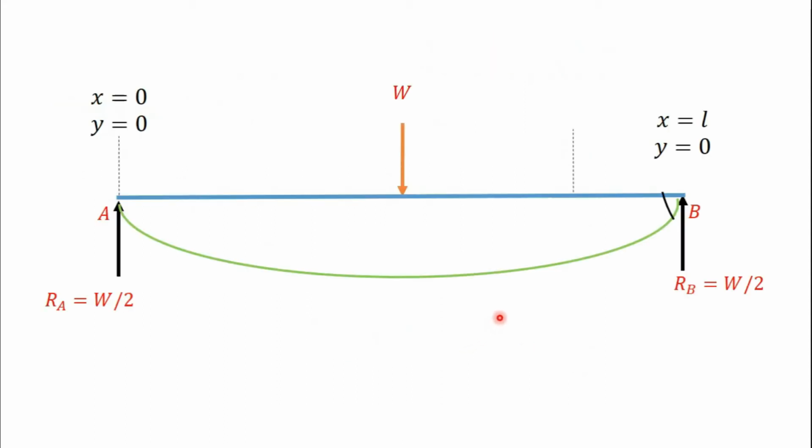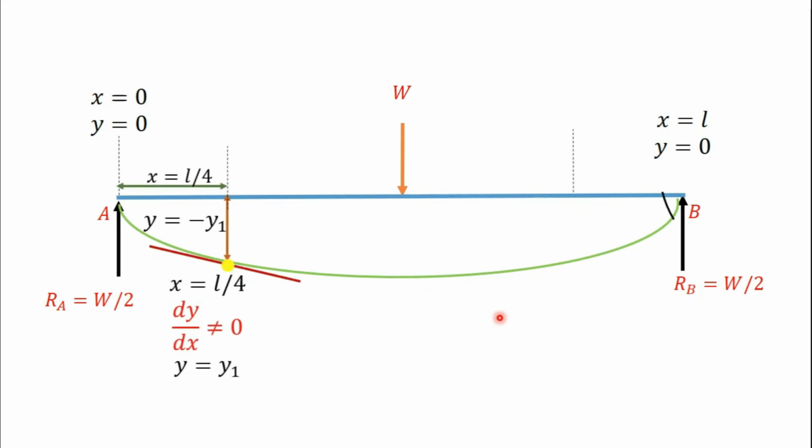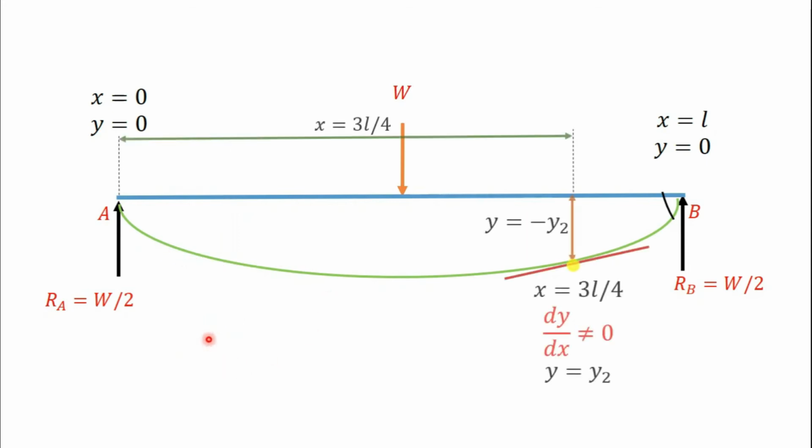So you can see from this diagram that at x equals L by 4, y will be minus y1, which is the deflection along the beam at x equals L by 4, and dy by dx is not equal to 0. So you can see the tangent is not horizontal and y equals y1. Similarly, when you put x equals 3L by 4, y equals minus y2, and dy by dx will not be equal to 0. So in both the cases dy by dx is not 0.